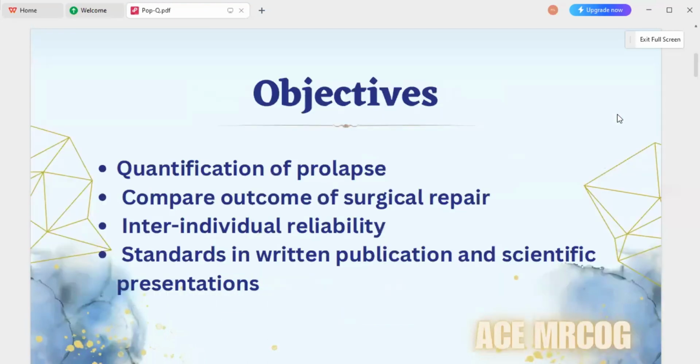Now, what are the objectives of POP-Q? All of us know that we need it for the quantification of a prolapse, basically. We can also compare surgical outcomes if we are planning surgery for prolapse, and we can see what the stage was before surgery and what the stage was after surgery. So the main objective is the quantification of the prolapse, and we all know that.